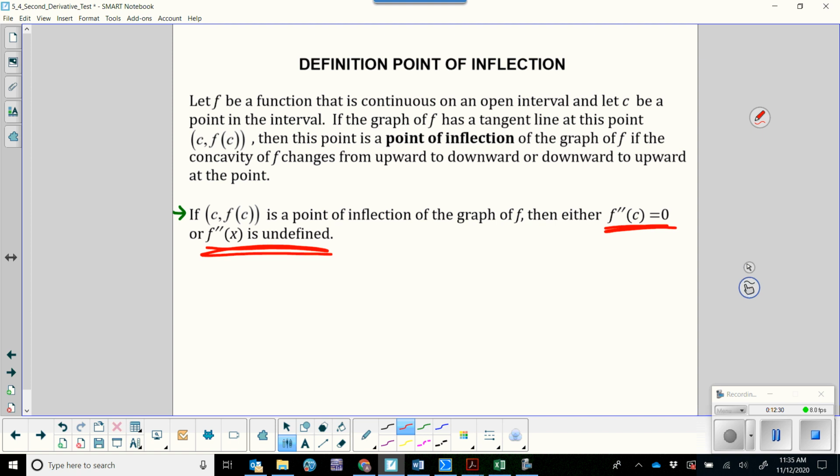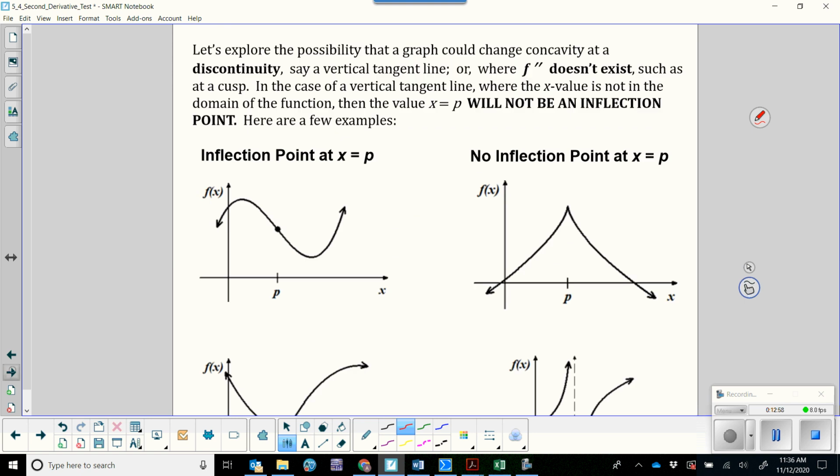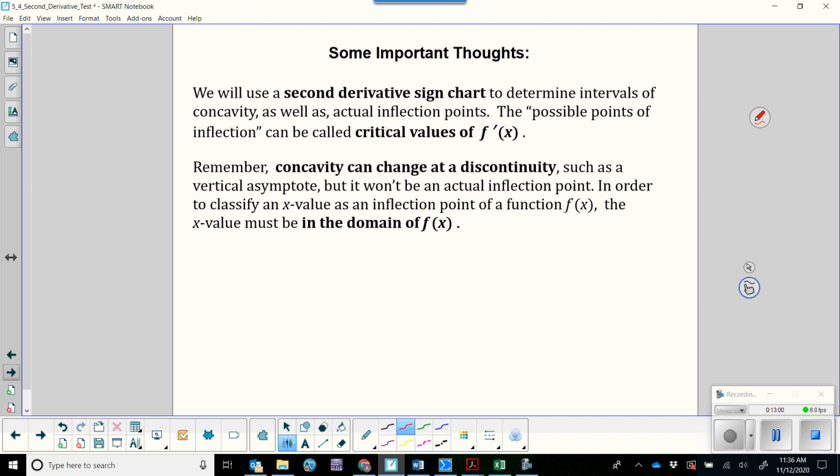Sort of like when we had relative max and mins. If you know there's a relative max there, then you know that the first derivative is either 0 or undefined. It's not true the other way around. Okay, so the second derivative being 0 or undefined means we have possibly got a point of inflection, but we have to check to see if the concavity changes. So we're going to actually skip a little bit of this, and we're going to look at some examples.